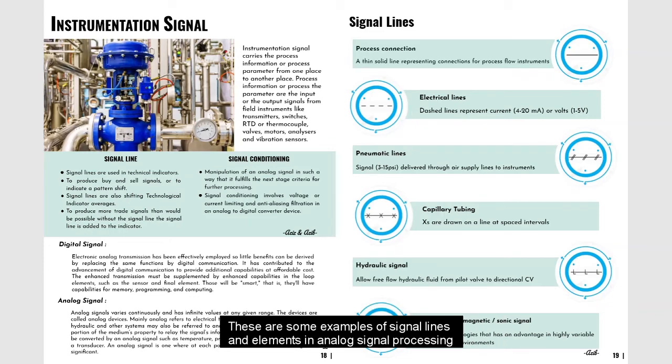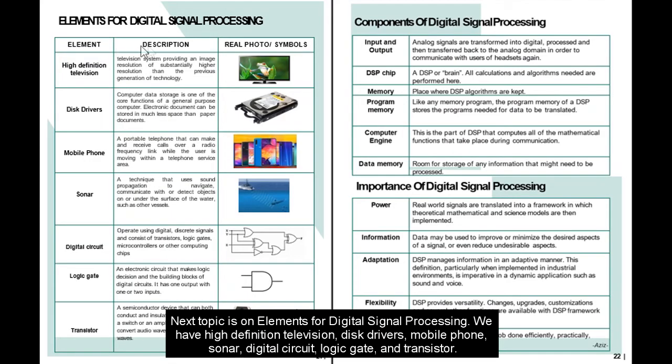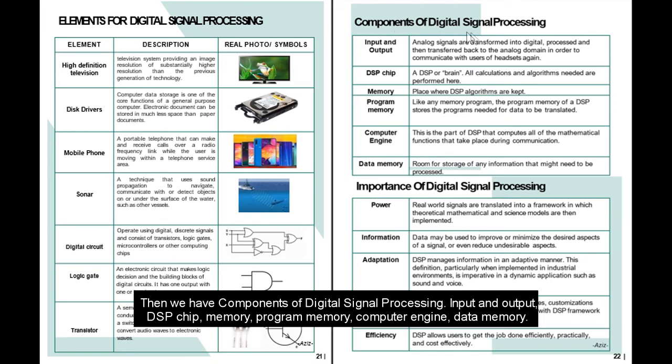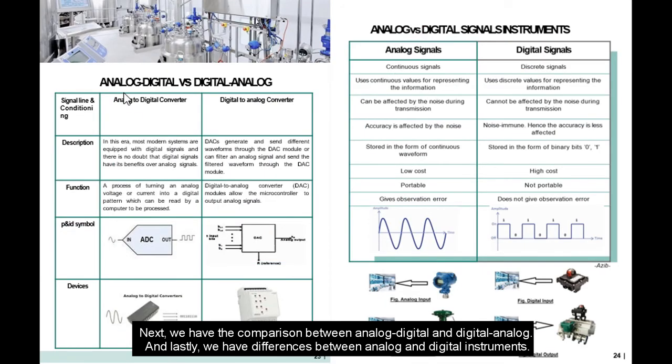These are some examples of signal lines and elements in analog signal processing. Next are the topic elements for digital signal processing. We got high definition television, disk drivers, mobile phones, and digital circuit, logic gate circuit, and transistor. Then we got components for digital signal processing: input and output, DSP chip, memory, program memory, compute engine, and data memory. For the input of DSP, we got power, information, adaptation, flexibility, and efficiency. Next, we got the comparison between analog to digital and digital to analog. And lastly, we got the differences between analog and digital signal instruments.